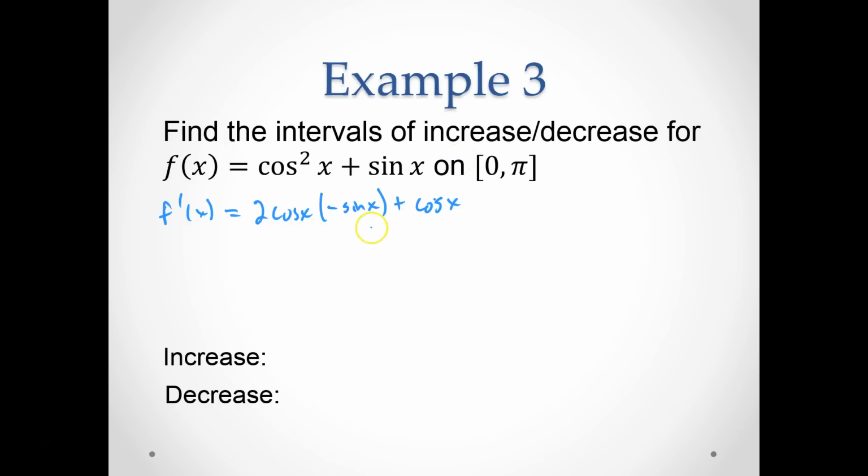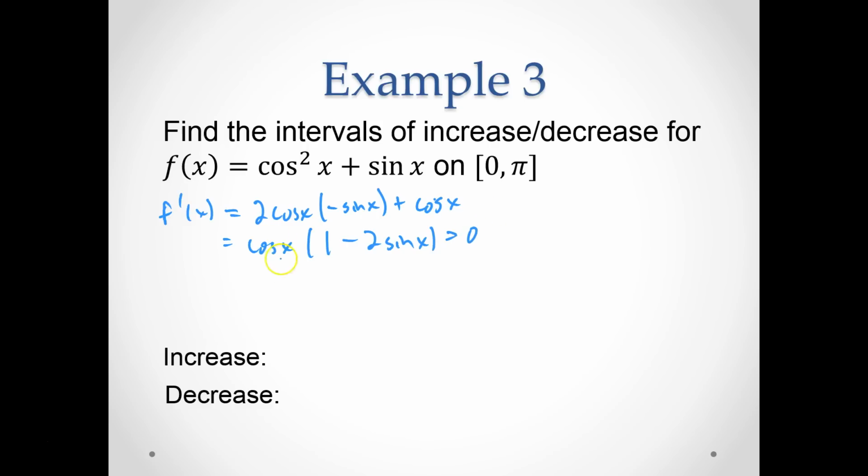So let's see if we can clean that up a little bit. Looks like we could factor out a cosine x. So it looks like it could be cosine x times 1 minus 2 sine x. So I did a little bit of a switcheroo there. If you were to distribute here, we would have that positive cosine x, and we would have negative 2 sine x cosine x, and we would end up with the same thing. And we're wondering when that's equal to 0 to find the critical points.